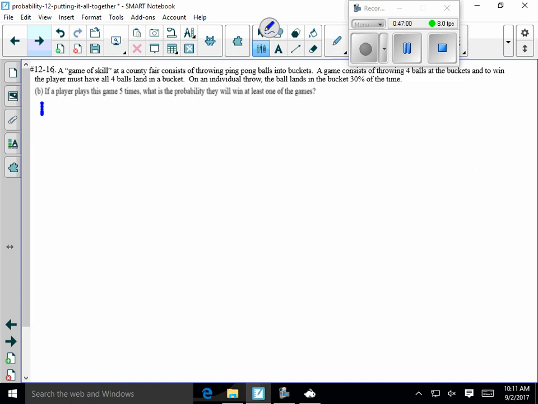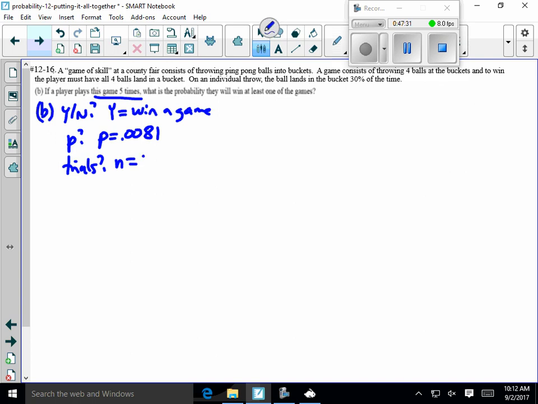So for part B, what would yes and no consist of? Yes here consists of winning a game, rather than a toss going in. And is the probability independent and constant? Yes, the probability is what we computed in the first part. There's a 0.81% chance of winning an individual game. Do we have a fixed number of trials? Yes. We're talking about playing this game exactly 5 times. So in this case, we have a 5, and that makes this, again, a binomial situation, so we're going to use the binomial model.